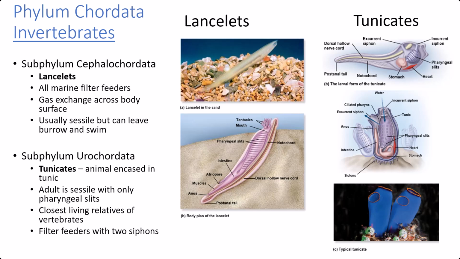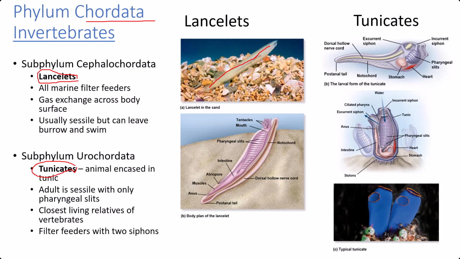So then with the chordates, there are some chordates that are invertebrates. There's the subphylum Cephalochordata and the subphylum Urochordata. Don't worry about that subphylum name, but know the lancelets and tunicates are both invertebrate chordates. Lancelets are marine filter feeders, and they're named because they kind of look like a lance, right? Like a sword. And they can do gas exchange across their body surfaces. They're usually sessile, so attached into that substrate, but can burrow and swim.